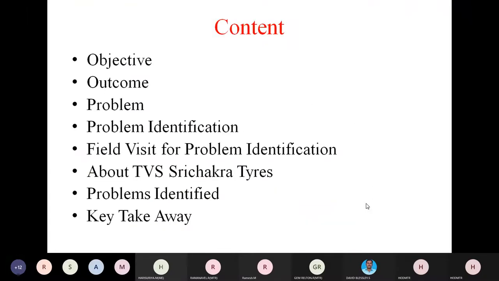The content of this session includes the objective of the session, the outcome from the session, what is meant by a problem, how to identify a problem, and how the field visit helps to identify real-time problems in an industry. It also covers TVS 3 Chakra tires, the list of problems we identified during our field visit in 3 Chakra tires, and the key takeaway from this session. This is the content of this session.